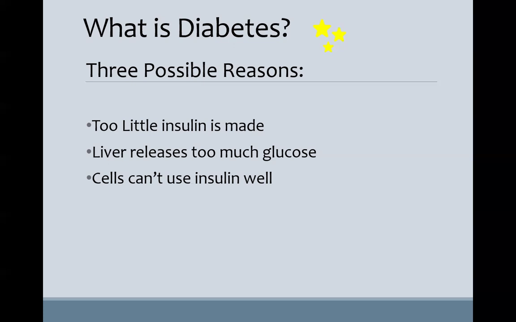Those are our three things. You want to memorize those. No insulin or not enough insulin. The liver is releasing too much glucose. Cells are not utilizing insulin well. Sometimes you hear insulin resistant. That's people who are not utilizing insulin well.